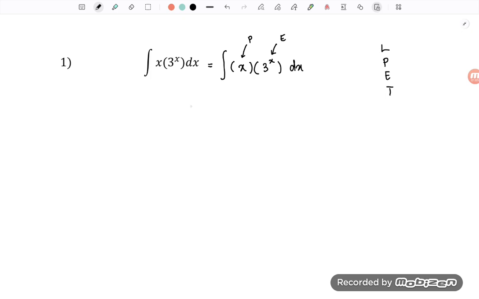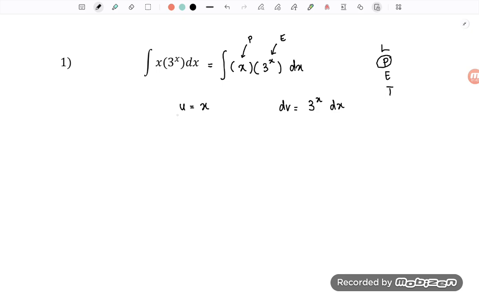Because for integration by parts we have to choose u and dv. One of these two terms must be u, and the other one will become dv. We use this rule and look at the ranking. Between polynomial and exponent, polynomial has the higher ranking, so x will be our u. Automatically, 3 to the power of x will become dv. We also bring down the dx. So that is the second step, to choose u and dv.